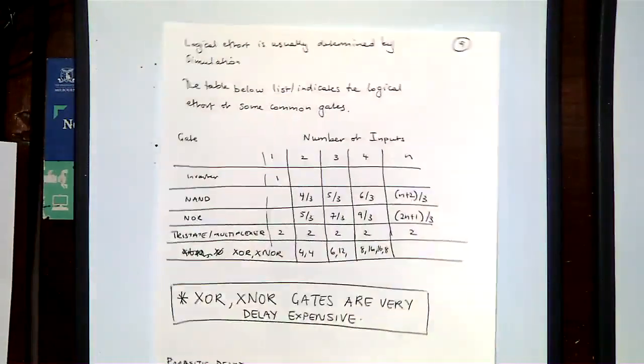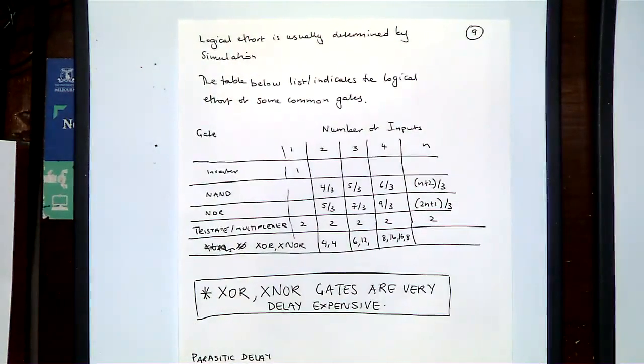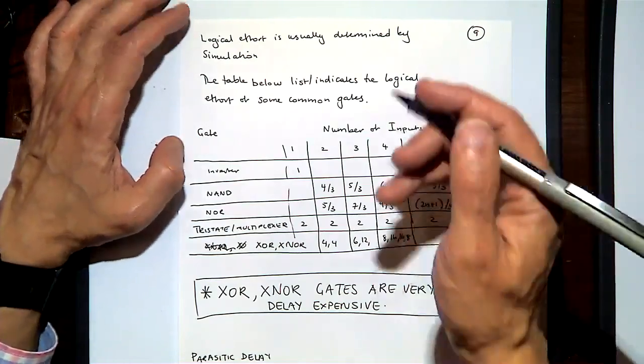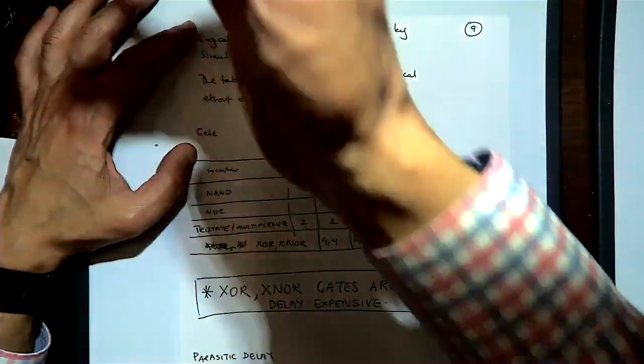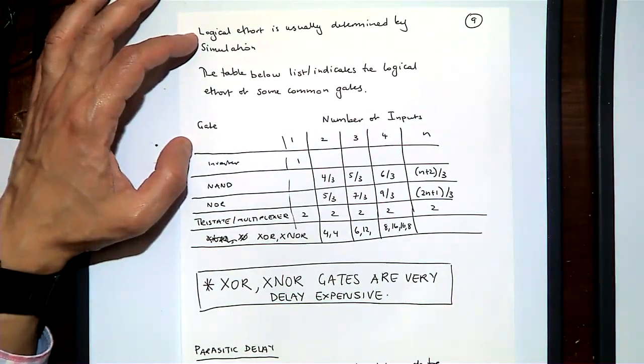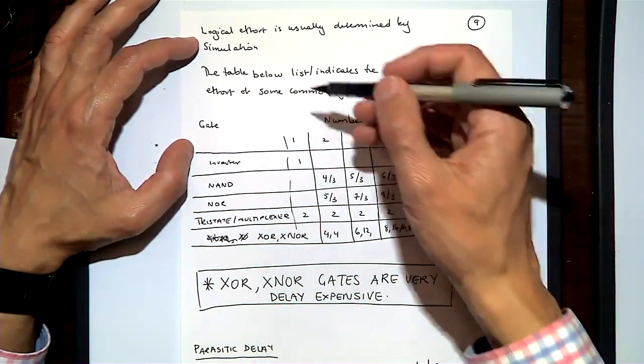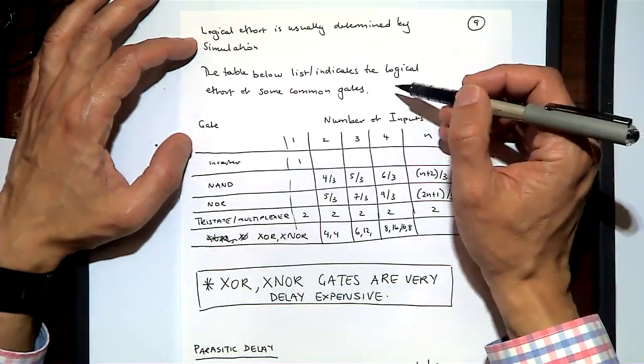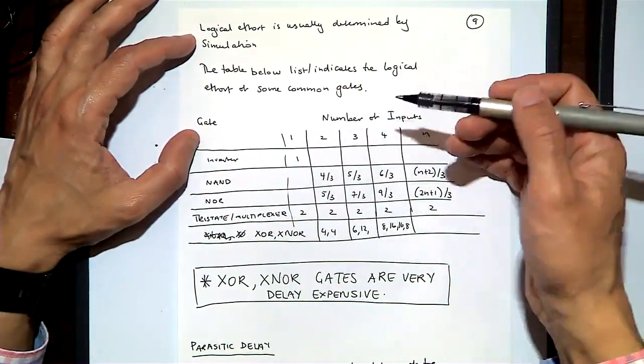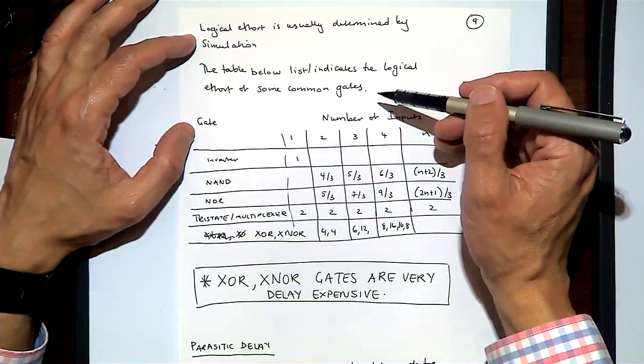Now, it's usually hard to actually determine logical effort, so people do simulations, and a lot of times in the manuals for these standard cells, you've got a table or a list which indicates the logical effort of some common gates, right?